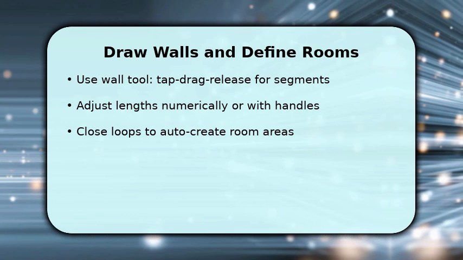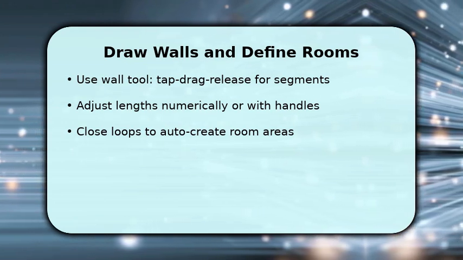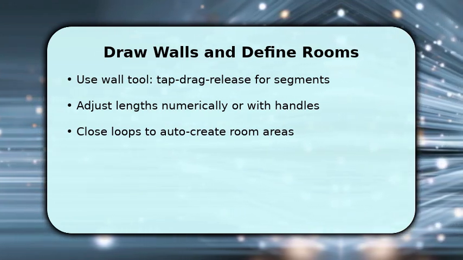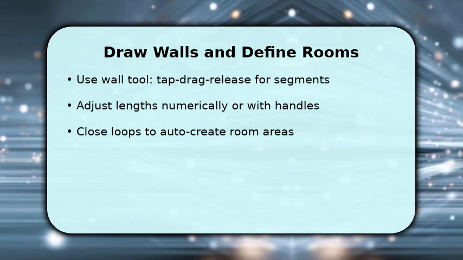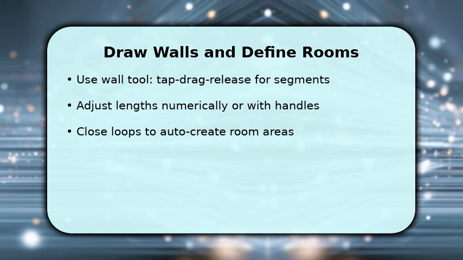The app snaps to grid, but allows decimal values like 0.5 for fine-tuning. When you close a loop, the software auto-detects a room area and displays its square footage. So continue and now furnish the plan.